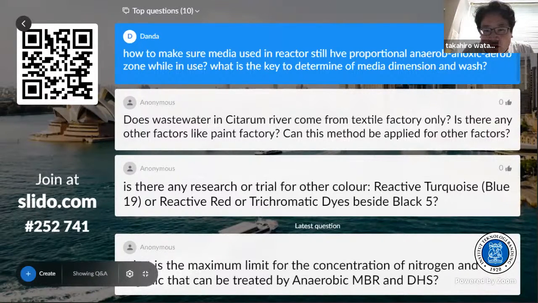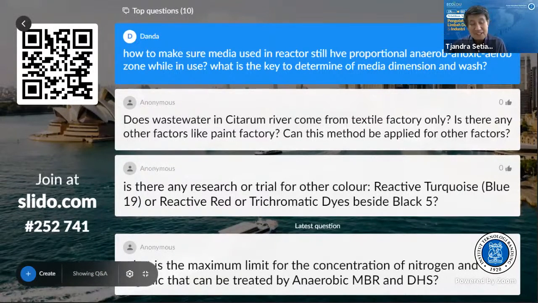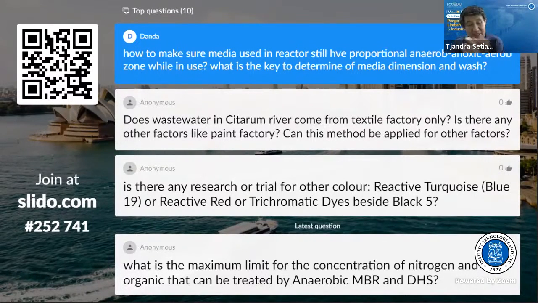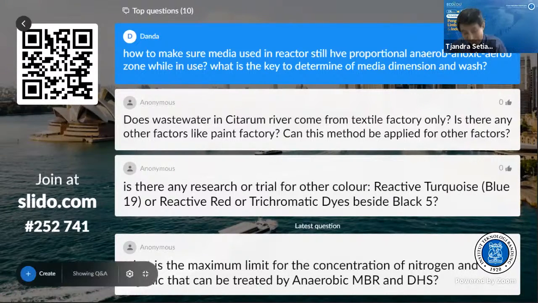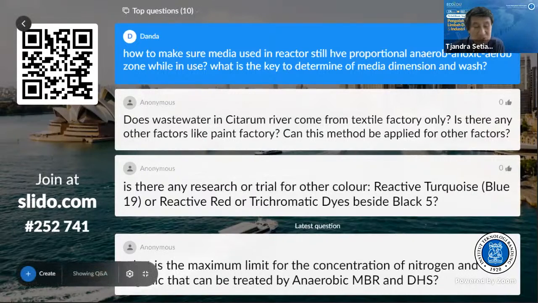How often do you need to wash the DHS? I think no washing. Regarding the DHS, there will be aerobic conditions in the outer layer, then anoxic, and then anaerobic inside the media. Is there any proportional zone to treat the waste, for example aerobic being 10% of the sponge and anaerobic a certain percentage? Is there any possibility to control the proportional zones of the sponges?